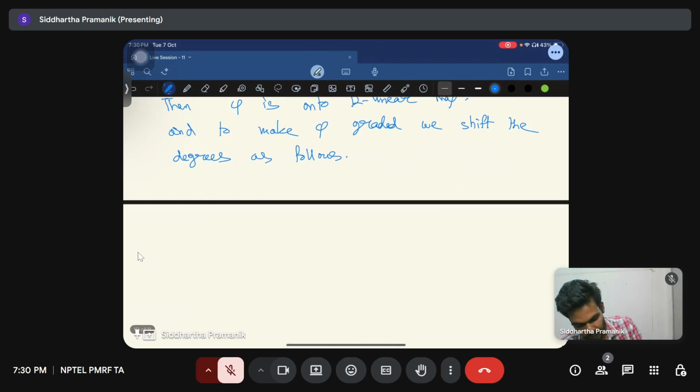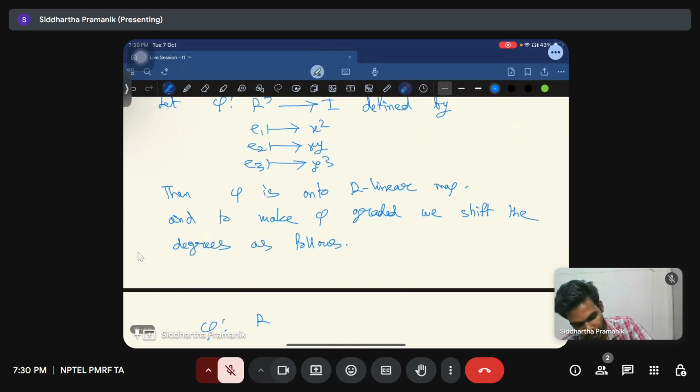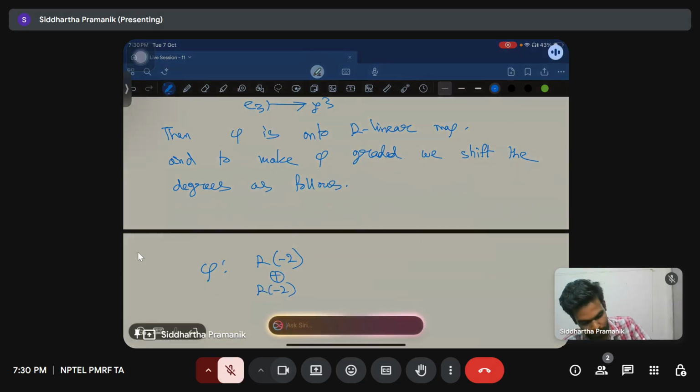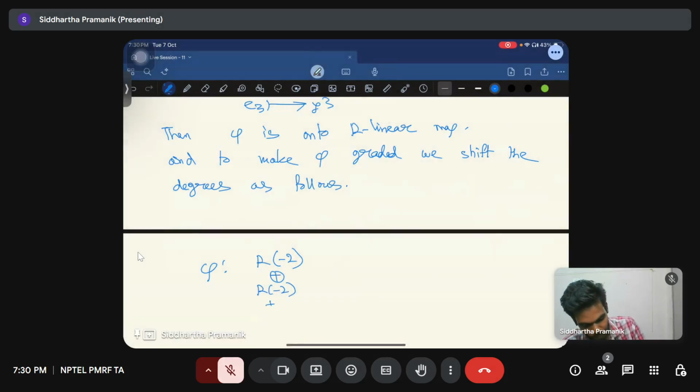So we take phi from... the first one goes to x square, which is degree 2. xy is of degree 2, but y cube is of degree 3. So the first one is of degree 2, so R minus 2. The second one is also degree 2, so R minus 2. The third one is of degree 3, so R minus 3, and map it to I.